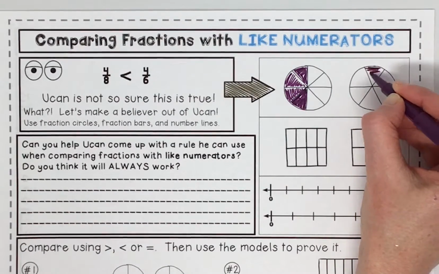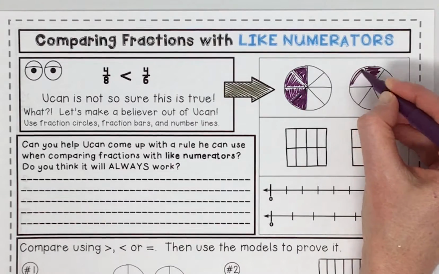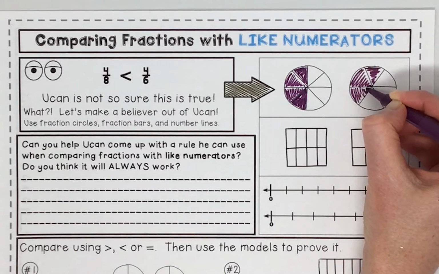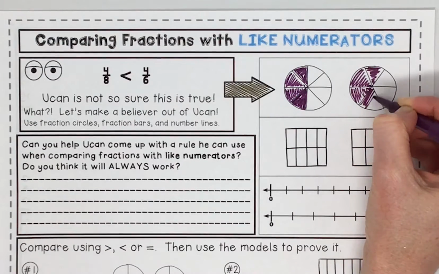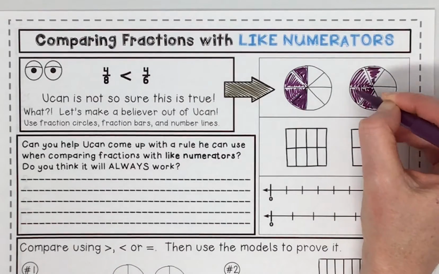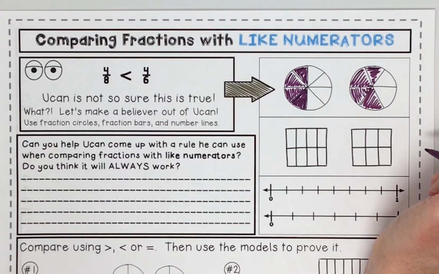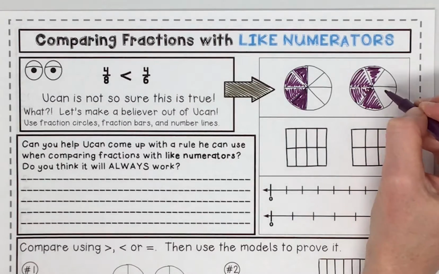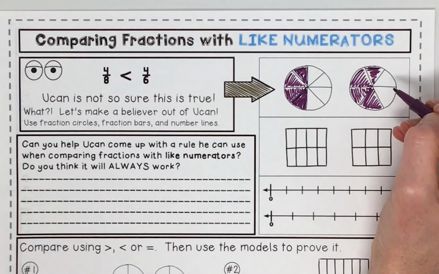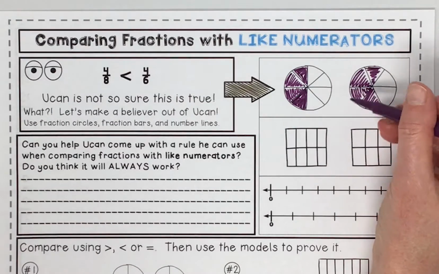So there's 1/6, 2/6, 3/6, 4/6. Sure enough, that covers more of the whole, doesn't it? And if you think about it this way, if I had a pizza that was partitioned into 8ths and another pizza that was partitioned into 6ths, wouldn't you rather have 1/6 of the pizza than 1/8 of the pizza? Because you'd be getting more.